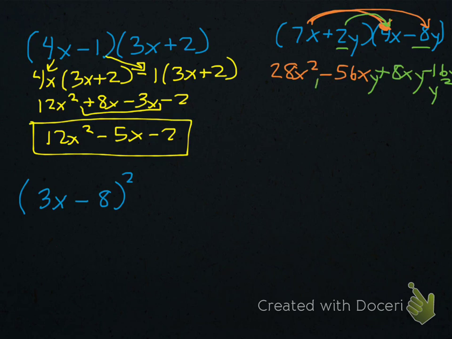So again, we can combine these middle two terms. Even if you have xy and yx, order doesn't matter when we're multiplying, so you can still add those. So our final answer is 28x squared. Negative 56 plus 8 is going to become less negative, so negative 48xy minus 16y squared.